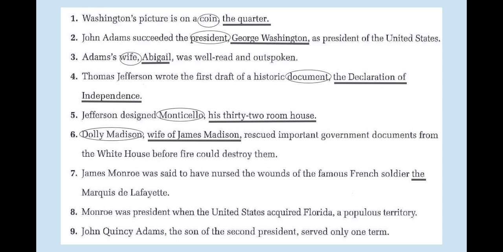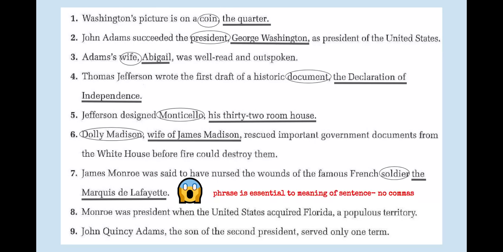So the Marquis de Lafayette is our phrase here because it's identifying which French soldier we're talking about. And you may be thinking, what? Why aren't there any commas in this sentence? If you remember from our notes in the beginning of this worksheet, this phrase is essential to the meaning of the sentence. Therefore, we do not use any commas.